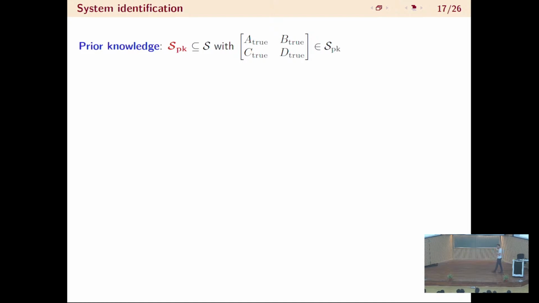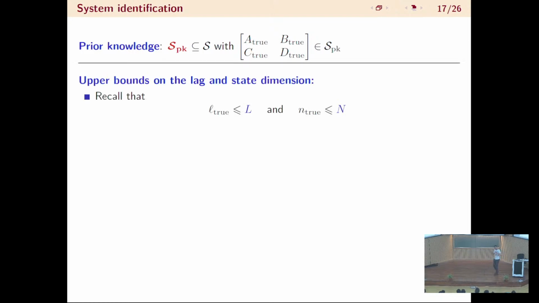Kanat had a nice example on the board before the break showing that system identification is not possible without any prior knowledge. So without an upper bound on the state space dimension, we're completely doomed. So we need some prior knowledge. I will denote by SPK the subset of S, so subset of state space systems, of all systems complying with my prior knowledge. And in particular, the true system is assumed to satisfy that prior.